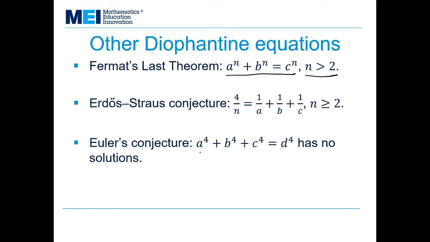Finally, Euler conjectured that a to the 4 plus b to the 4 plus c to the 4 equals d to the 4 has no solutions. And unfortunately, Euler's conjecture has been proved to be false. Computers have found some very, very large values of a, b and c that satisfy this, but this wouldn't really have been possible for Euler to prove with the calculation methods that he had available to him.